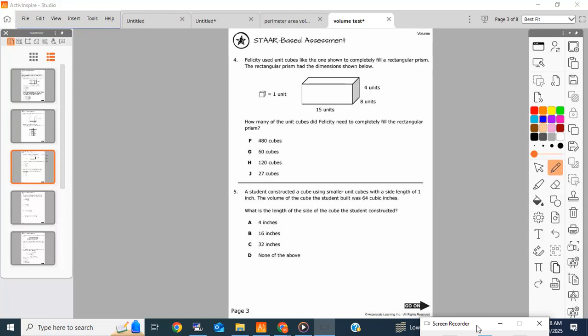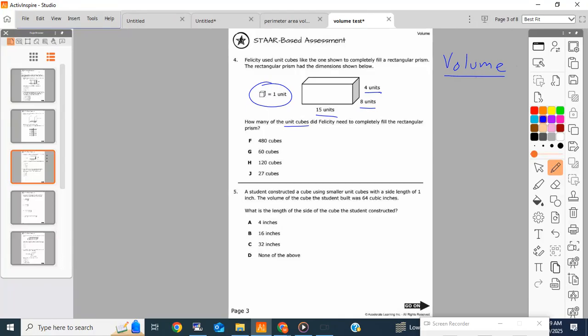So Felicity used unit cubes like the one shown to completely fill a rectangular prism. So here is the unit cube, and she's going to completely fill this table. The rectangular prism had the dimensions shown. So we have 15 units, 8 units, and 4 units. How many of the unit cubes will Felicity need to completely fill the rectangular prism? When we're talking about how many unit cubes they're going to need to fill something, unit cubes is how much it takes to fill something up. So we're talking about volume.